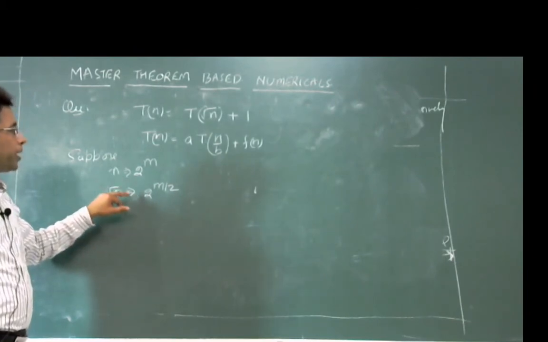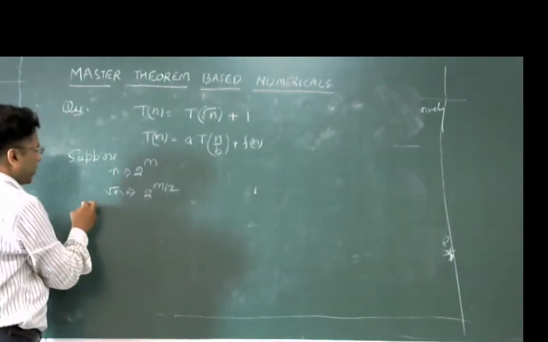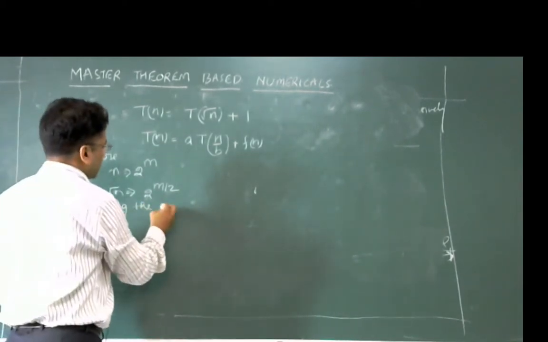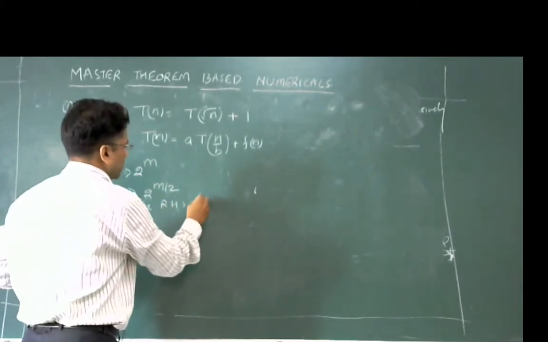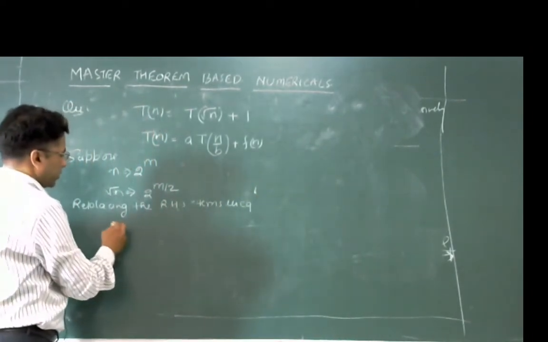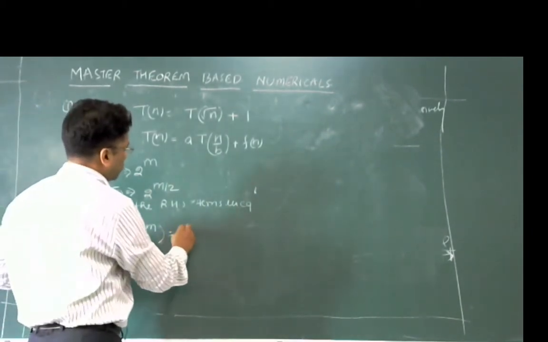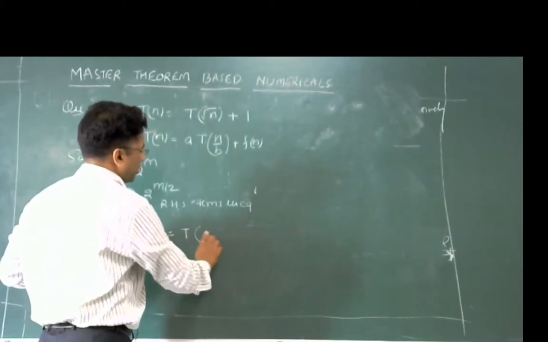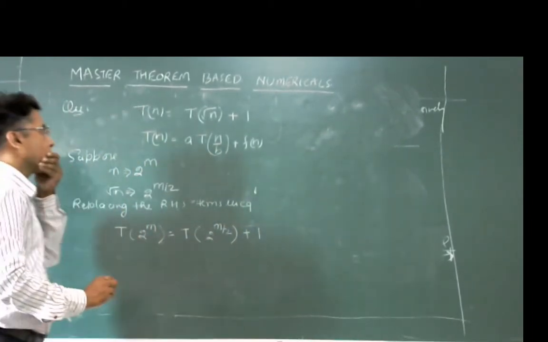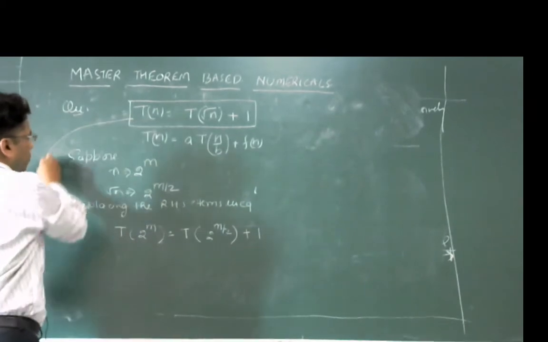Obviously, by converting this, my equation will look like this. Then putting the values, replacing the right hand side terms in the equation, this will become T(2^m) = T(2^(m/2)) + 1. So we have transformed this equation into this one.